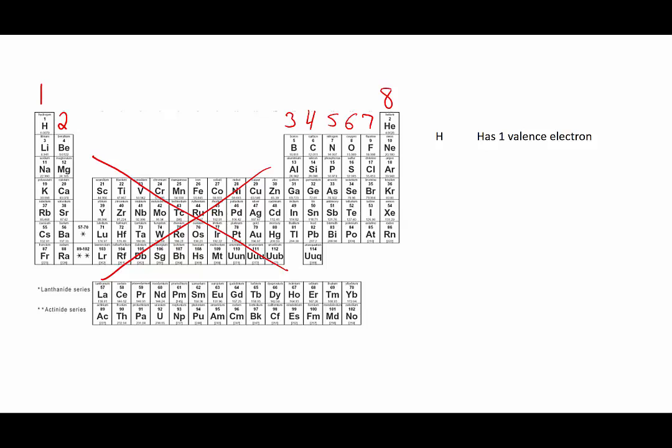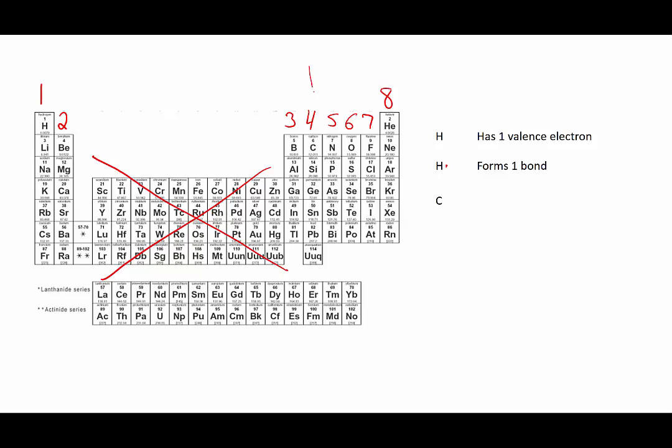We could draw a Lewis dot structure of hydrogen, draw its symbol, it gets one valence electron. Because each unpaired electron in an element is going to be paired up, we can say it's going to form one bond.